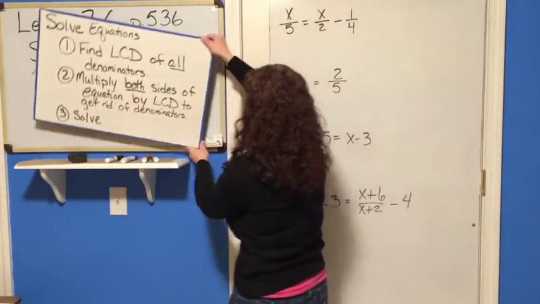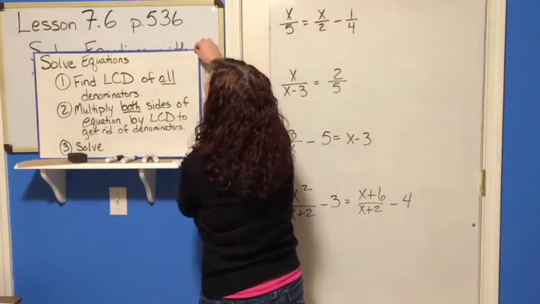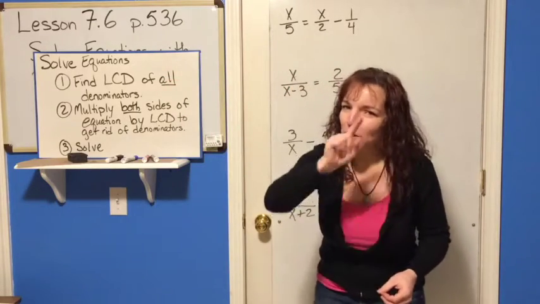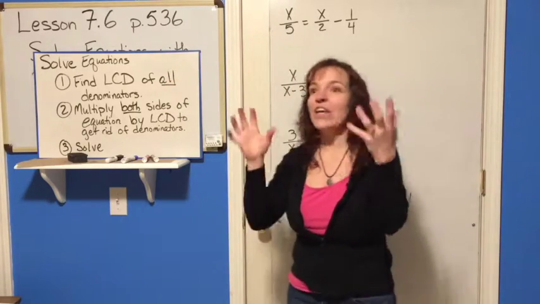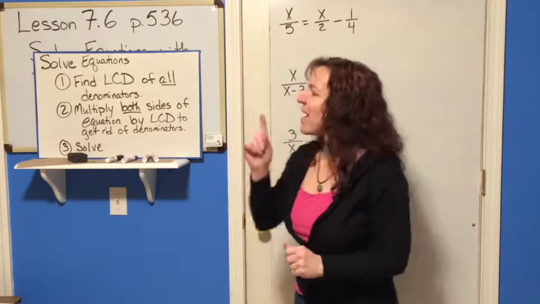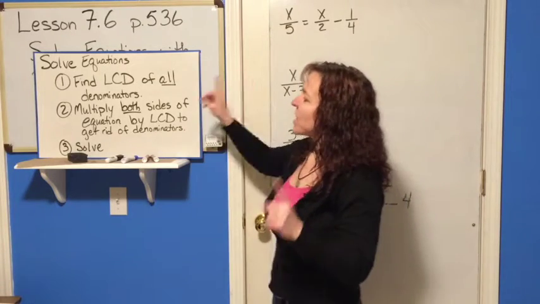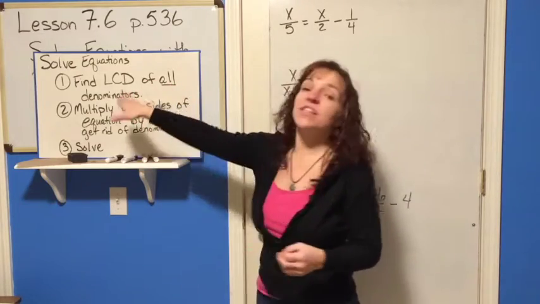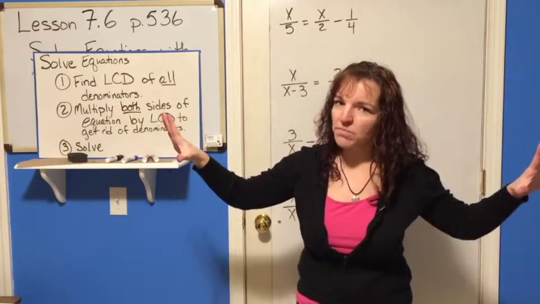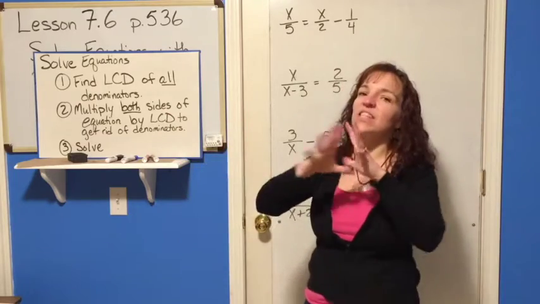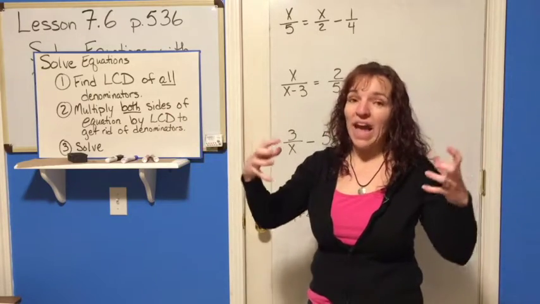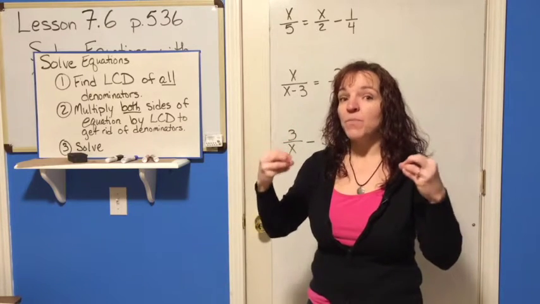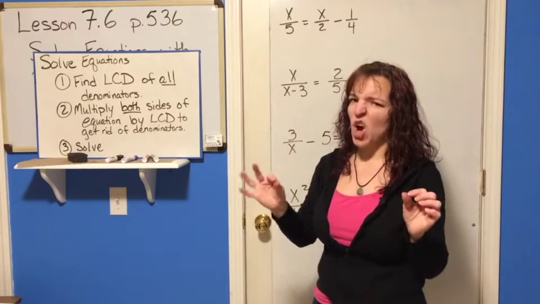So once again, here are some steps. Solving equations is actually easier in one way than either adding, subtracting, multiplying, or dividing, because step one, we are going to have to find the least common denominator of all the denominators in the entire equation. So step one is find the LCD of all the denominators. You might have 3 or 4 or even 5 denominators, and you've got to find the LCD of all of those. So that's the hardest part.